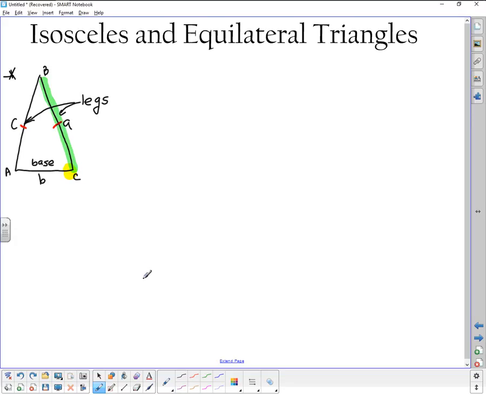Now, the angles have special names too. There are the base angles. Once again, it doesn't necessarily mean they have to be at the bottom. This is a base angle, and this is a base angle. Now this angle has a very special name also. It's not called a base angle, it's called a vertex angle.